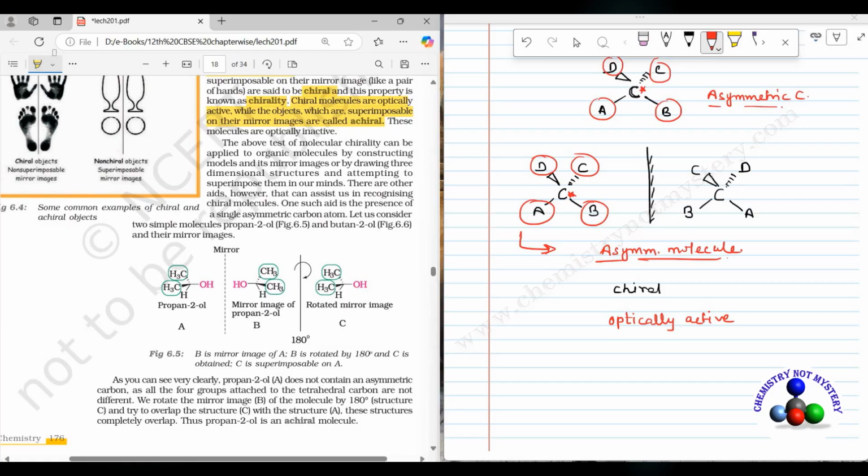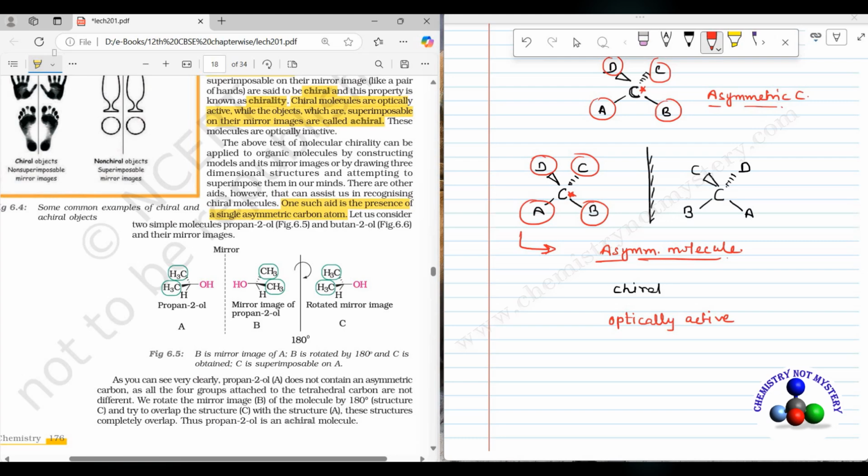The above test of molecular chirality can be applied to organic molecules by constructing a model and its mirror image, by drawing the three-dimensional structure and attempting to superimpose them in your mind. There are other aids, however, that can assist us in recognizing a chiral molecule. One such aid is the presence of a single asymmetric carbon. Let us consider two examples of molecules, propane-2-ol and butane-2-ol, and their mirror images.